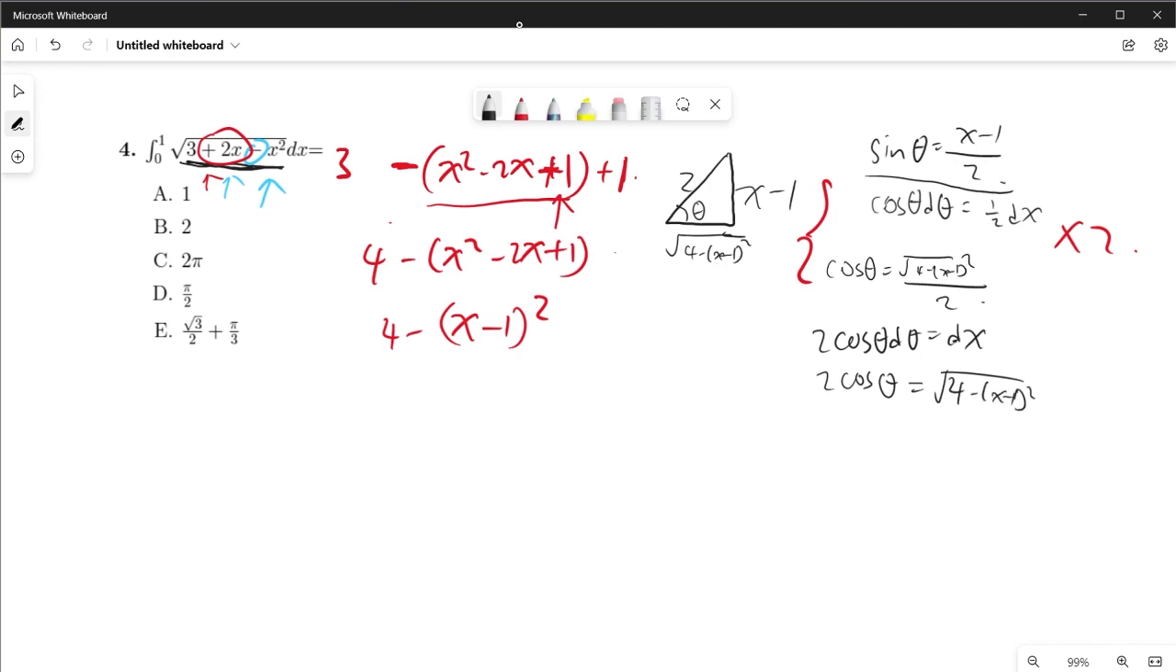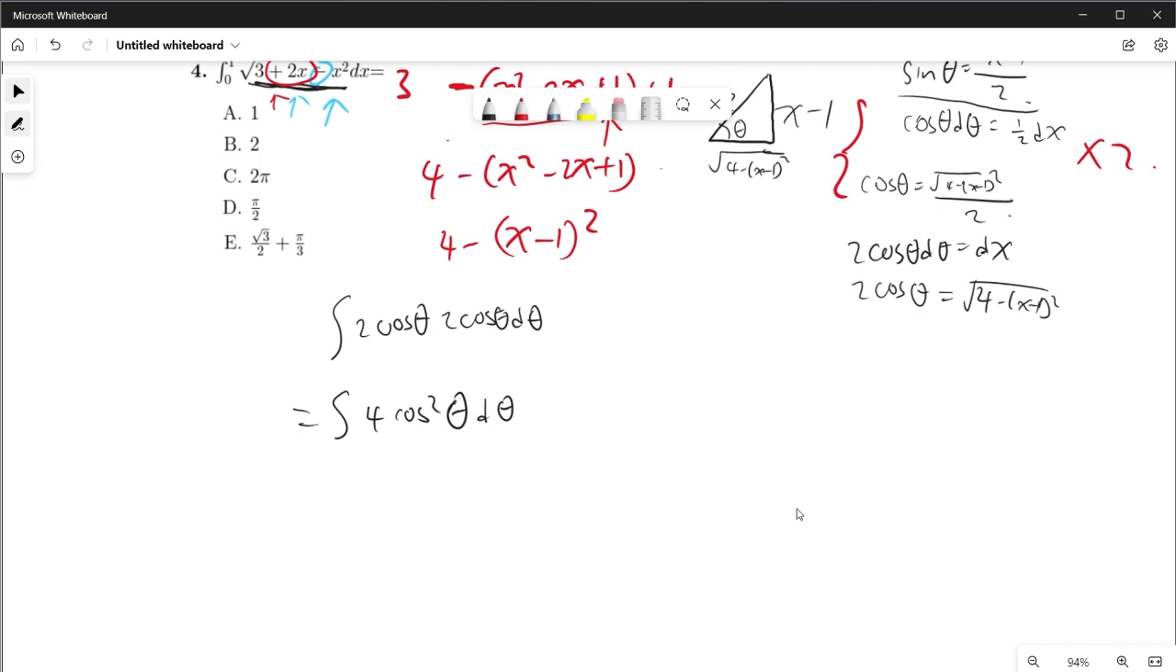Right. Now, I can just plug all that in. Do it over to the left side. I'm not worried about limits of integration now. For now, I will plug in the square root, which is 2 cosine theta, and then dx is 2 cosine theta d theta. So now this is just 4 cosine squared theta d theta.